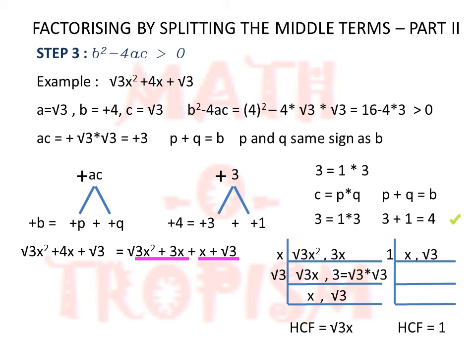This is how you should get. So when I write it, HCF of root 3x, if I write, and then what is remaining, x plus root 3, I'll just write directly. Again similarly the next two terms have plus 1 as the HCF and then x plus root 3 again. So when I take x plus root 3 outside, balance remaining is root 3x in the first term and 1 in the second term. So it comes to root 3x plus 1. So root 3x square plus 4x plus root 3 can be split into x plus root 3 into root 3x plus 1.